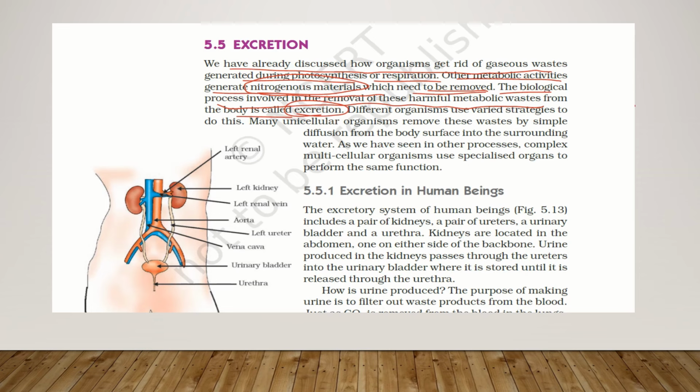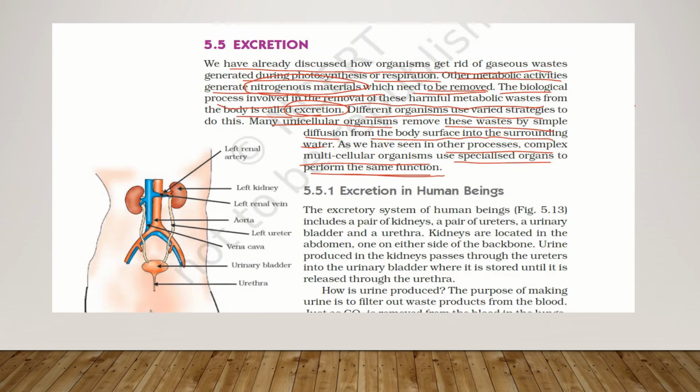This definition of excretion, in the next slide I'll teach you in a proper manner. So the removal of the waste or the harmful toxic materials from our body is called excretion. Now, different organisms use different strategies to do this. Many unicellular organisms remove these wastes by simple diffusion from their body surface into the surrounding water. As we are multicellular organisms, we use certain specialized organs to perform the same function of excretion.